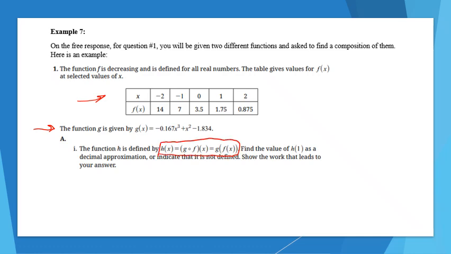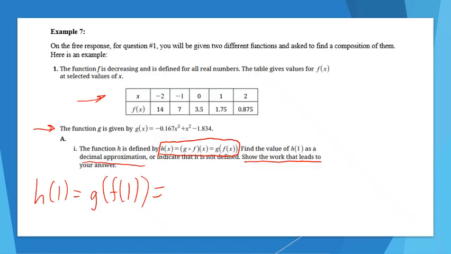Let h of x equal g of f of x. Find the value of h of 1. Here, you need to find it as a decimal approximation, and then you will need to show the work that leads to your answer. So very important here that you show work. So to find h of 1, this is the work that I would want to see: h of 1 is equal to g of f of 1, which is equal to g of, and then f of 1 from the table is 1.75.